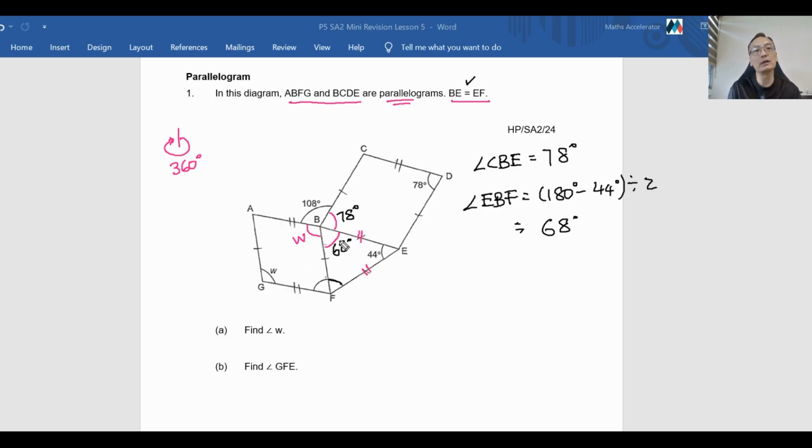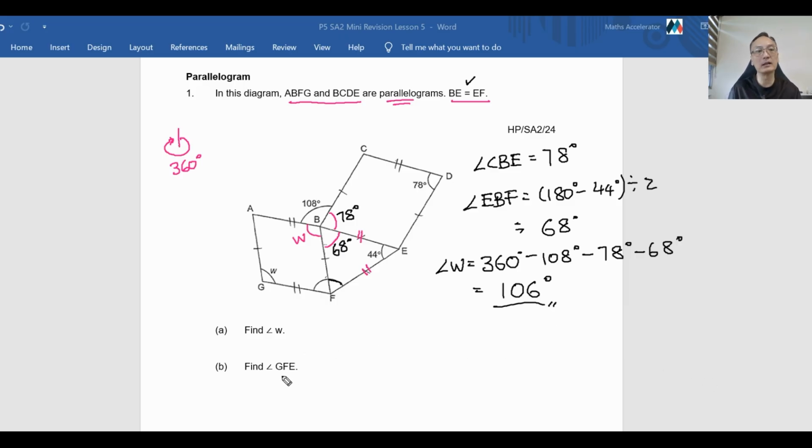So now we have identified these two unknown angles, so we are ready to find angle W. Angle W will be 360 minus 108 minus 78 minus 68. And we'll be getting 106 degrees. So that's how we calculate angle W.